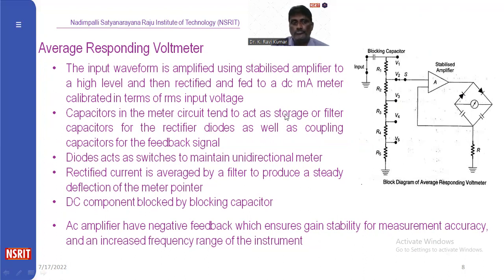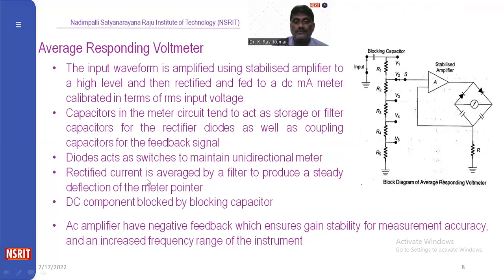Okay. So the capacitors in the meter circuit tend to act as storage or filter capacitors for the rectifier diodes, as well as coupling capacitors for the feedback signal. Diodes act as switches to maintain unidirectional meter current.